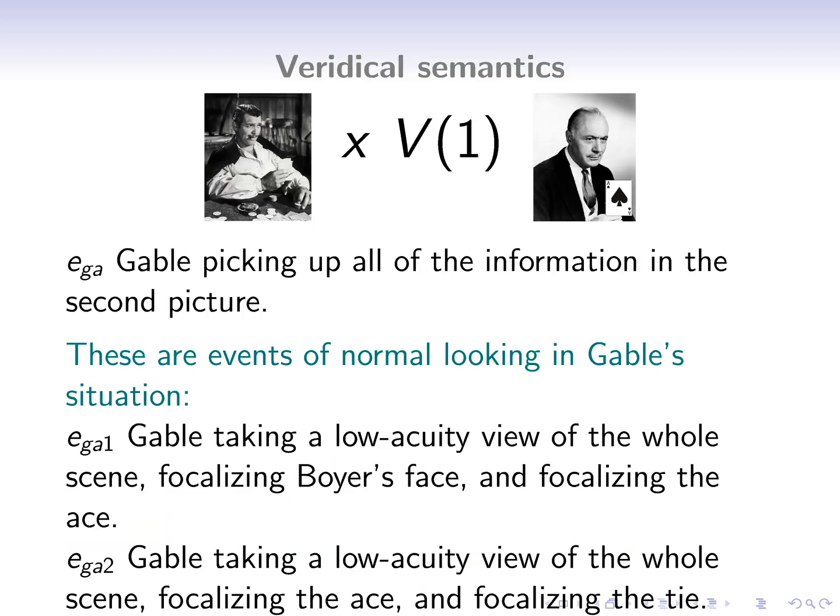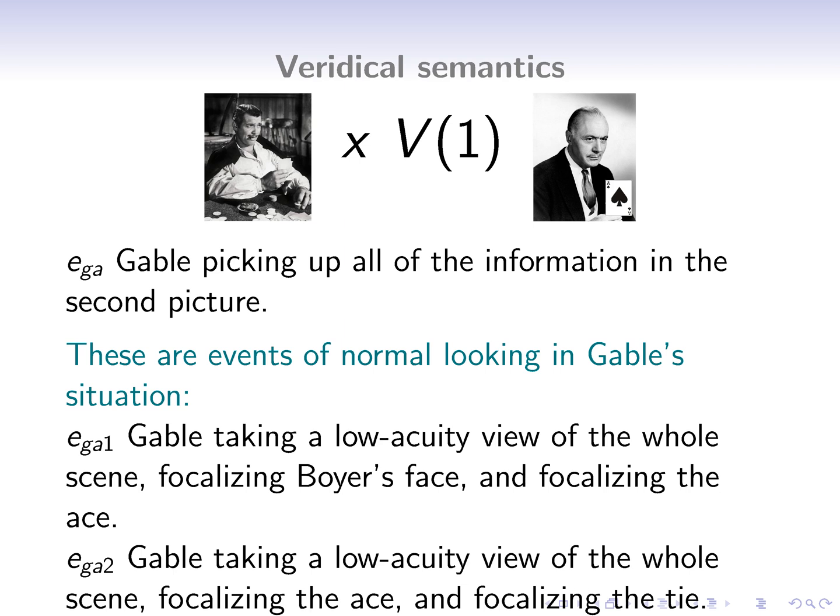The event EGA, where Gable looks at the scene with the ace of spades and picks up all the information in the scene, this actually isn't a normal way for Gable to look. These are more normal ways for Gable to look. EGA1: Gable takes a low acuity view of the whole scene and then focalizes Boyer's face and focalizes the ace and doesn't pick up any other information.